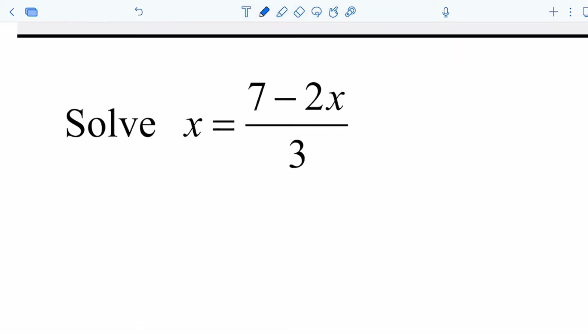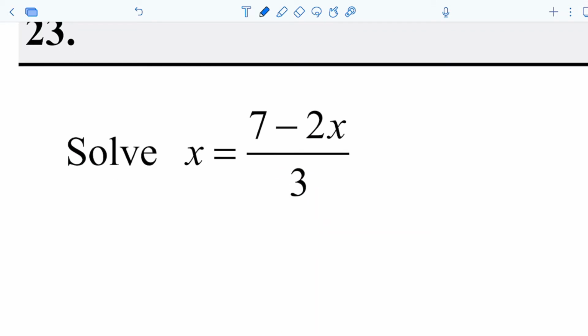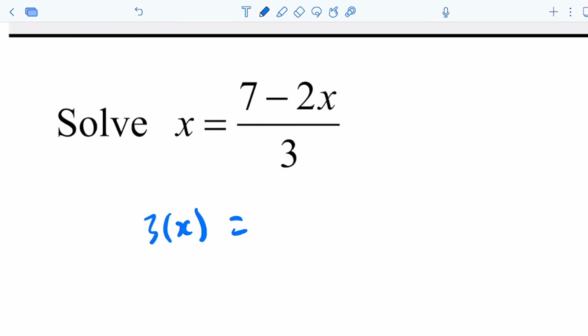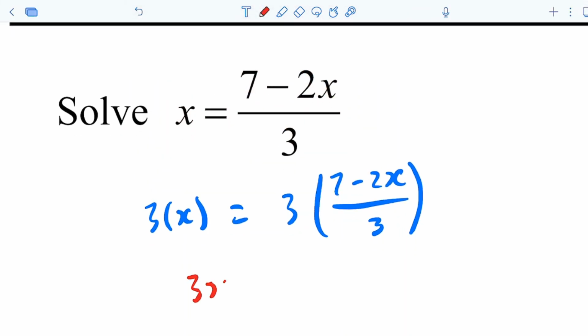Okay, question 23. Very similar again, apart from this time we've got x in two places, here and here. But it's the exact same method, so we just need to multiply everything in the question by 3. So we've got 3 multiplied by x, and this is equal to 3, and then in brackets 7 minus 2x all over 3. Okay, left hand side we just get 3x, and this is equal to 7 take away 2x.